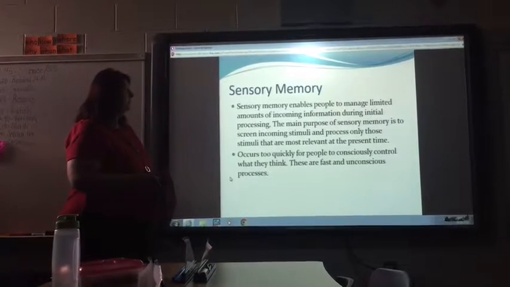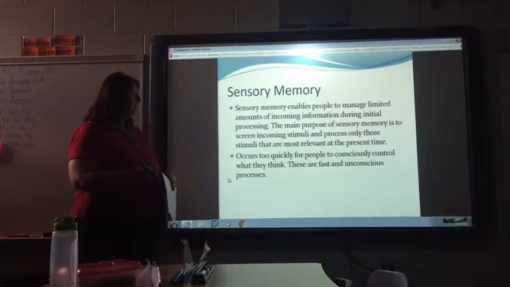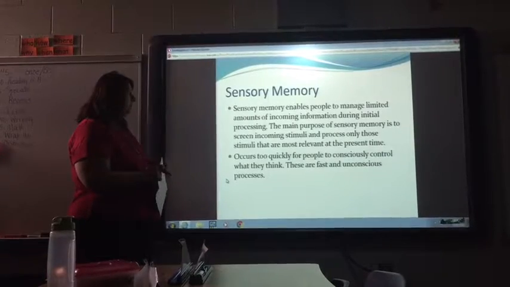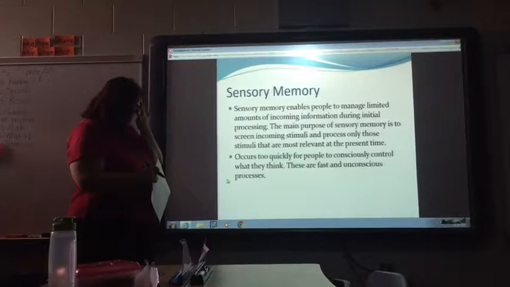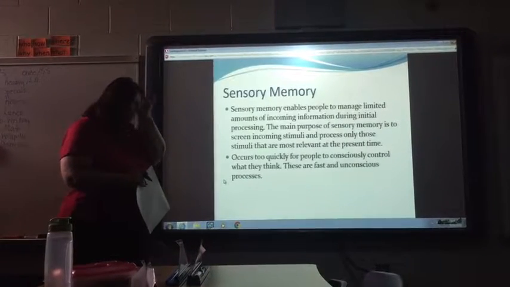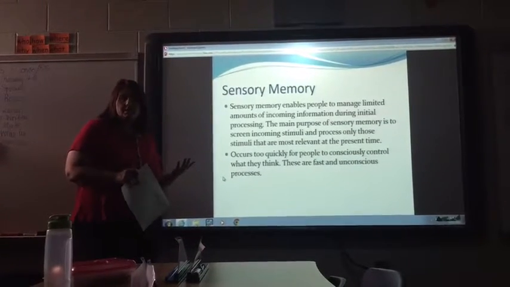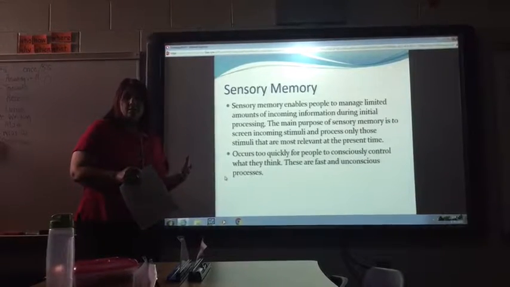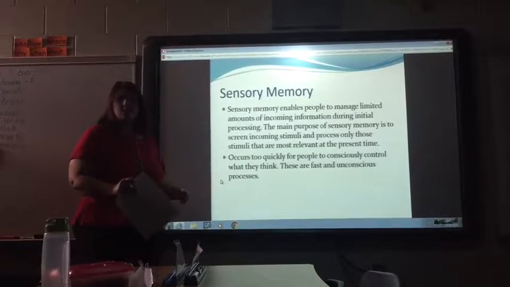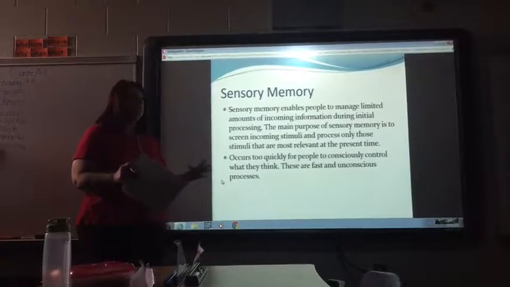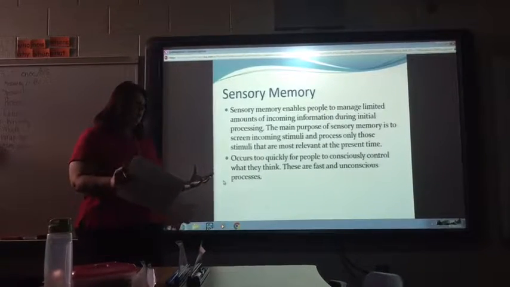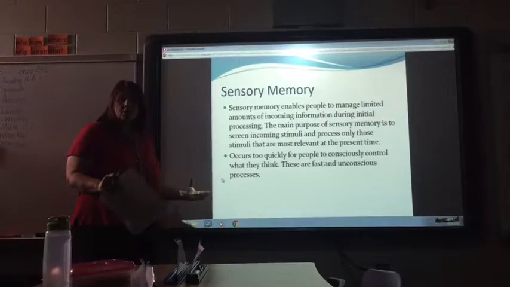Sensory memory enables people to manage limited amounts of incoming information during initial processing. The main purpose of sensory memory is to screen incoming stimuli and process only those stimuli that are most relevant at the present time. Another way to describe that is if you're driving down the road in your car and you've got buildings and restaurants and gas stations, businesses on both sides of you, the radio's going, they're talking about something on the radio, you've got traffic all around you, horns honking.